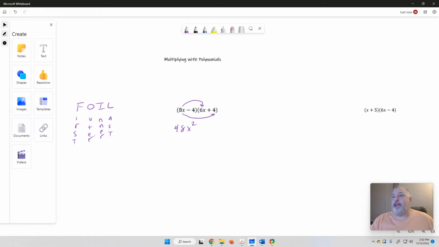First, outers. So we're going to multiply the outers. So 8x times 4 is 32x. Then the inners. So negative 4 times 6 is negative 24x. And then the last terms. Okay, and then what happens here? The middle terms are going to combine together using the sign. So this will be 32 minus 24. So this will be 48x squared plus 8x plus 16. So that's how you multiply those two together.